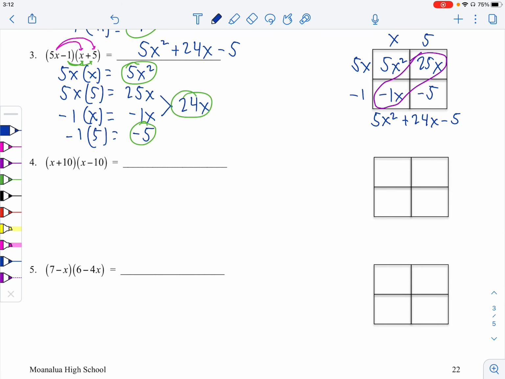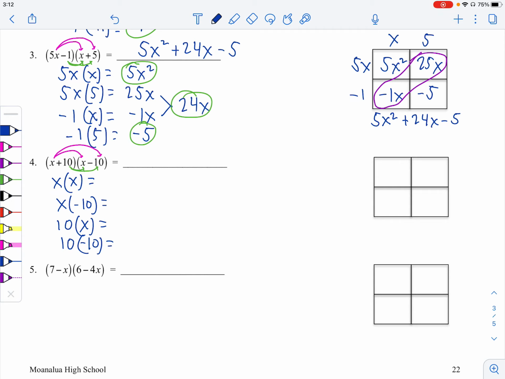Okay, two more. Okay, this one. Again, it's the same process. First, x parentheses x, outer, x parentheses negative 10, inner, right? 10 times x, last, 10 parentheses negative 10. So keep track of each one when we multiply. And then we do each one, right?